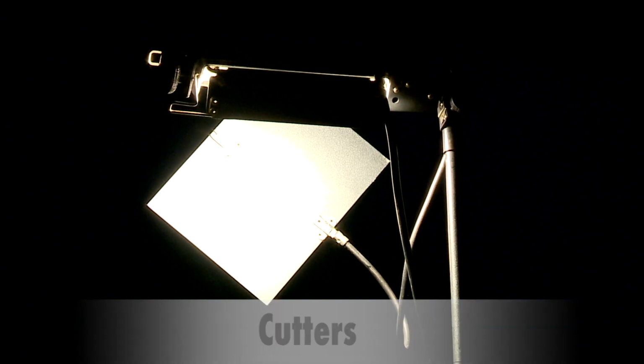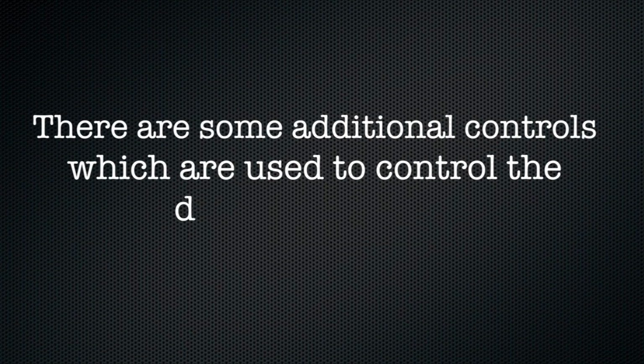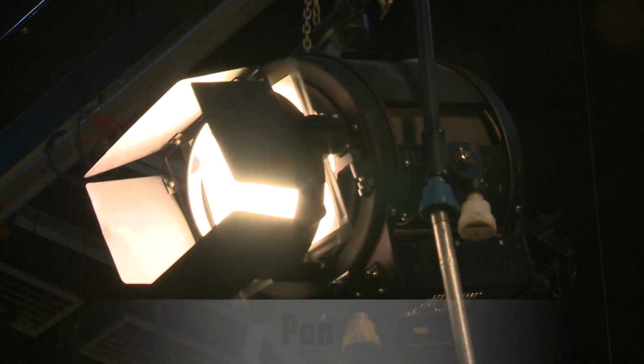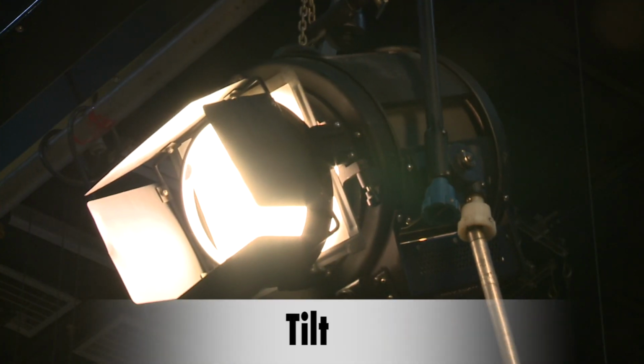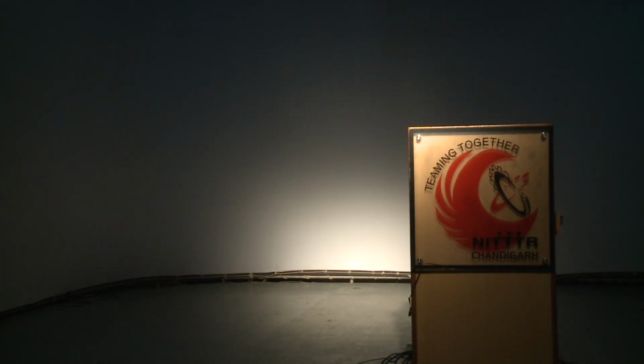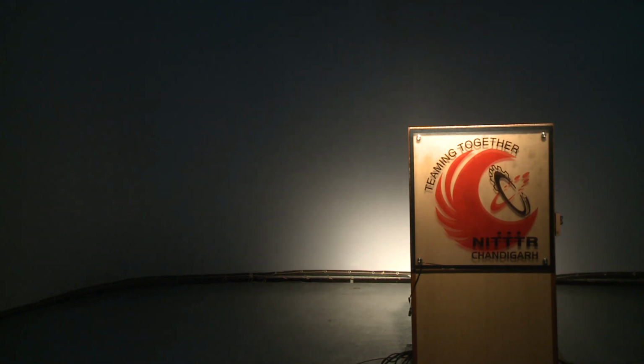Cutters are black metal sheets which interrupt the light beam in the same way as a barn door. They are used to prevent the spilling of light over a large area. There are some additional controls which are used to control the direction of lights. These are pan and tilt knobs present on the light housing. These controls are mostly seen in studio lights.